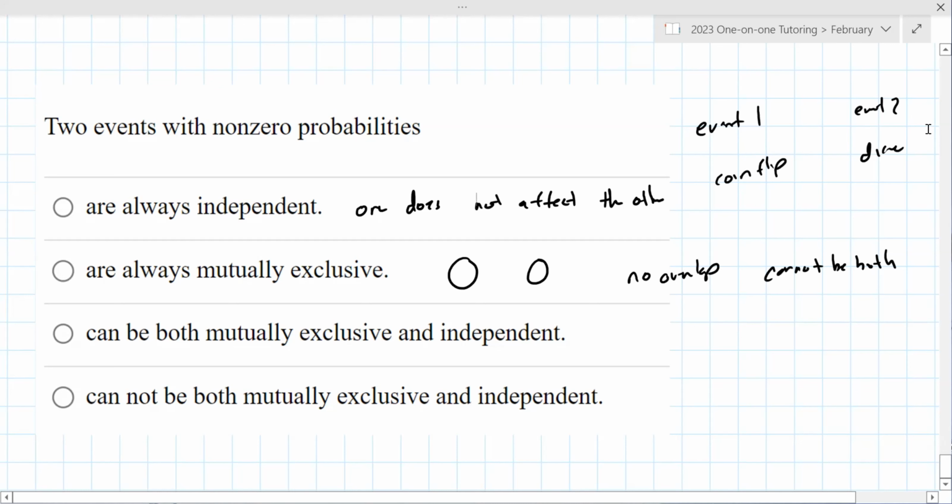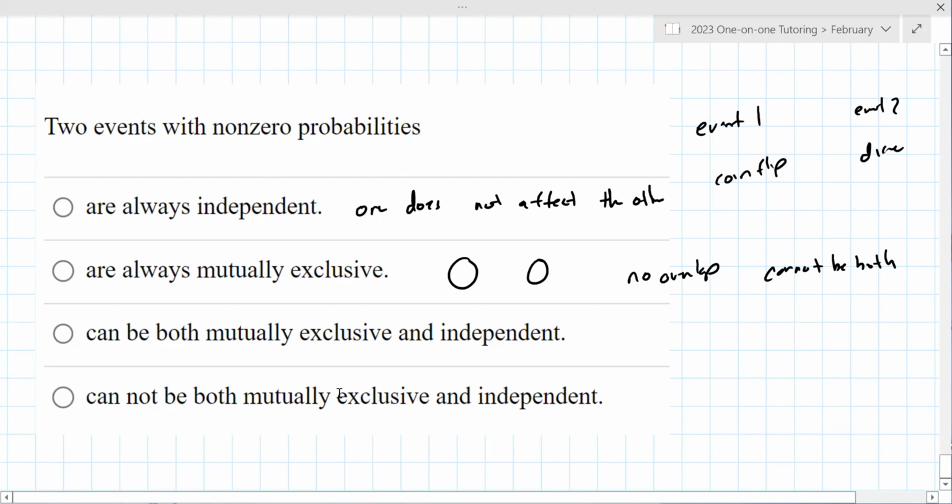Like you winning a volleyball game has no bearing on the basketball game, I would think. But a lot of times these words get used interchangeably, but that's not true. They're very different in this class, independent and mutually exclusive.